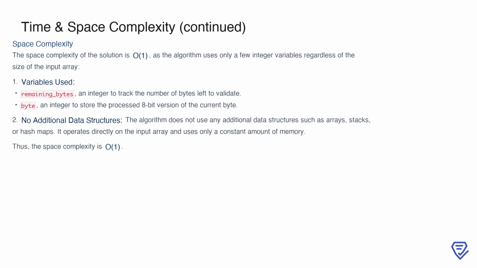Now let's look at the space complexity, which is O(1). This is because the algorithm uses only a small, fixed number of variables regardless of the size of the input array. Specifically, it relies on variables like remaining_bytes to track how many bytes are left to validate and byte to store the current processed 8-bit value of each byte. Importantly, it does not use any additional data structures such as arrays, stacks, or hash maps. Instead, the algorithm operates directly on the input data, ensuring that memory usage remains constant. Since no extra memory is allocated that scales with the size of the input, the space complexity is O(1).